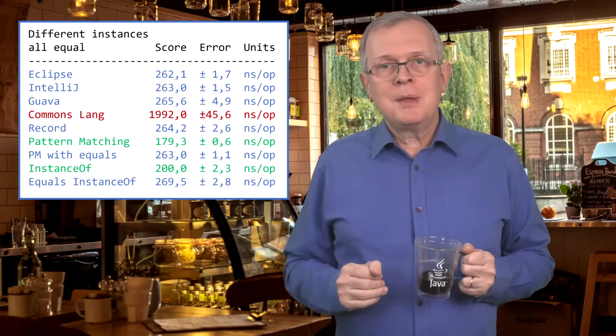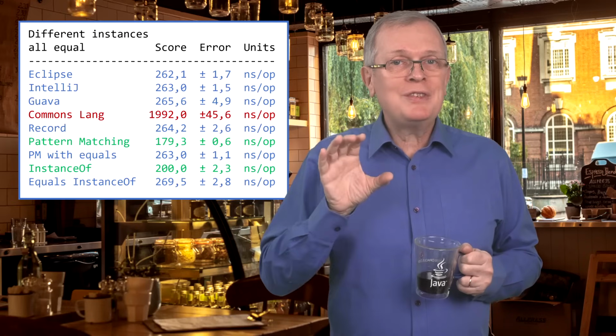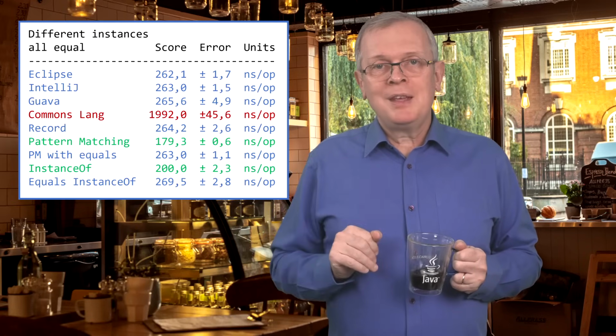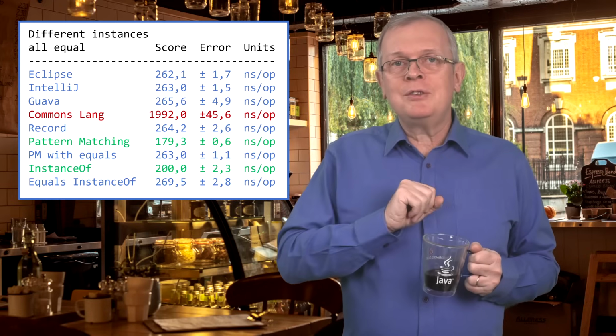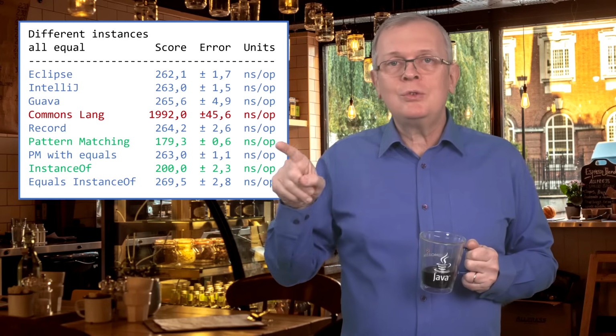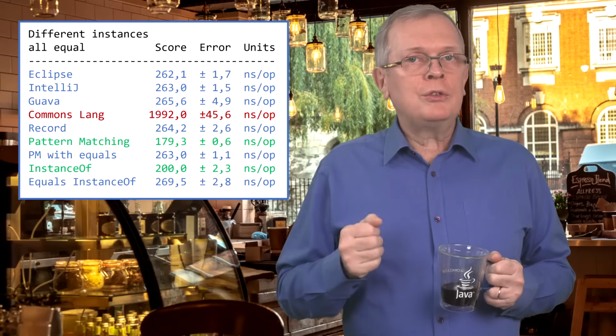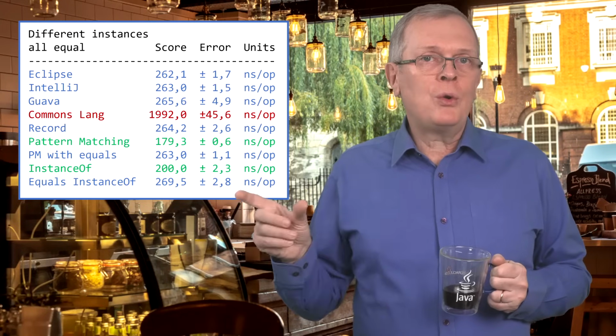Let us move on to our next use case. We now have a list of objects, still 400, and this time they are all different instances, but they are all carrying the same state. So they are all equal. And the object used for the comparison is also equal to all of them, but a different instance. All the calls to this equal are now false.